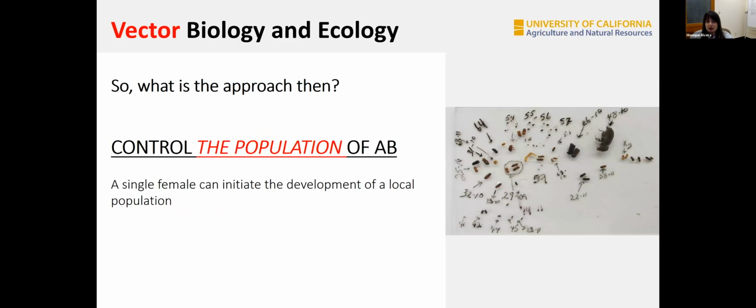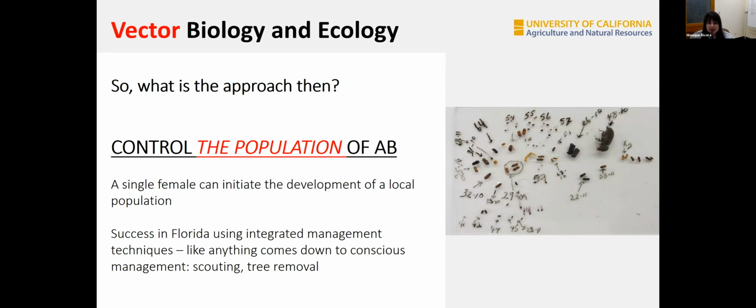So in avocado, really the approach, and I've already repeated this a couple of times, but it's important to emphasize, is to control the population of ambrosia beetles. So we're trying to redesign the way we're thinking about this and not just looking for one species, but trying to keep them all out. And like I previously said, a single female can initiate the development of a local population. A single female can have upwards of 20 beetles in her, I guess, clutch of beetles that will then move on to different trees. So it's an exponential growth.